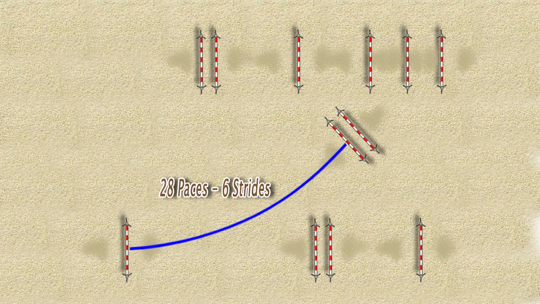Then you set up this oxer 28 paces away on a curve from the vertical you've just set up for a 6 stride related distance on a curve. Don't go too big on the angle on this oxer, taking into account that you don't want to jump into the gymnastic and that you need to ride this path past the gymnastic.